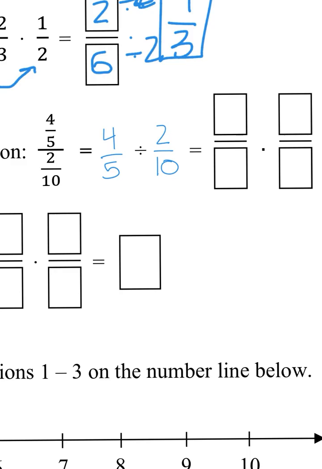Let's go ahead and keep, flip, change. We're going to keep the first fraction the same, so 4/5. We're going to flip the second fraction to its reciprocal. So instead of 2/10, it's going to be 10 over 2. And then we're going to change the division to multiplication. So there we go. I'm going to move this over just a scotch, and we're going to divide and simplify. How are we doing so far? You guys got it? All right, moving over.